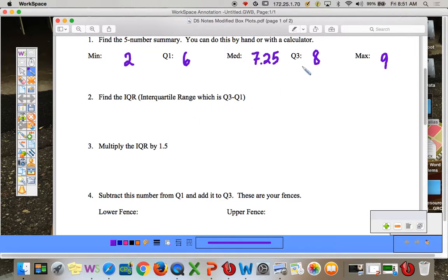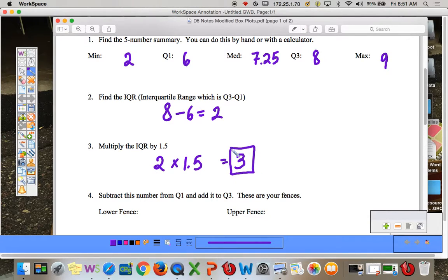All right, the interquartile range is Q3 minus Q1. It's like the biggest quartile minus the smallest quartile. In this case, it is 8 minus 6, which is 2. So the first step of finding an outlier is the 5-number summary. Second step, calculate the interquartile range. The third step is always multiply that interquartile range times 1.5. So we have 2 times 1.5, and that equals 3.